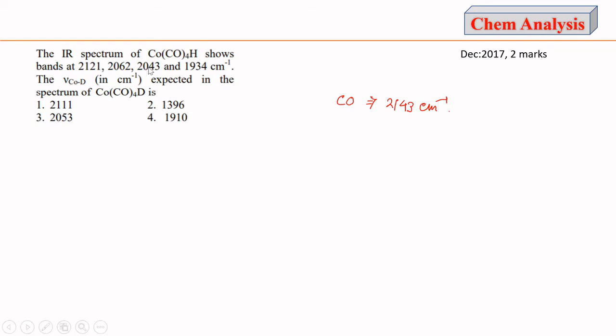Now to know how these 3 bands come for the 4 carbonyl units in this metal carbonyl complex, you can watch my previous video where I discussed thoroughly how to calculate the number of stretching bands for a metal carbonyl complex. Generally, if you know the geometry and point group of a metal carbonyl, then you can easily identify the number of stretching bands for carbonyl units. So here we can say that this 1934 cm inverse frequency is for the cobalt-hydrogen bond.